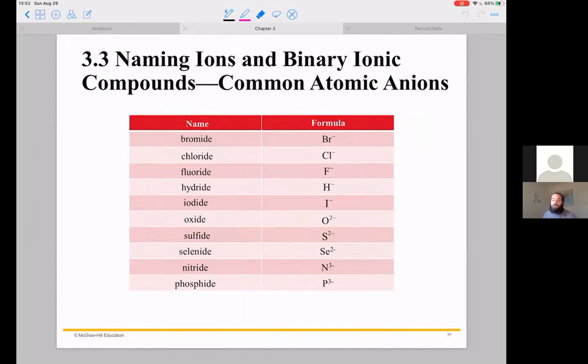Phosphorus becomes the phosphide ion. Nitrogen becomes the nitride ion. Selenium becomes the selenide ion. These are just things that start to sound correct the more practice you have.